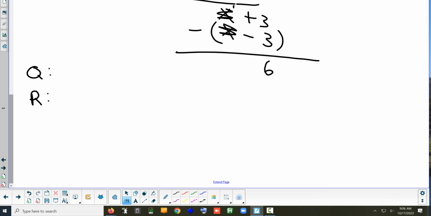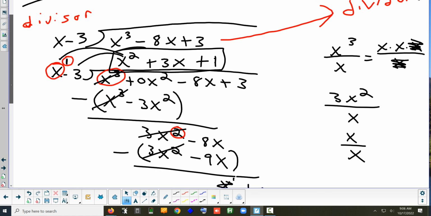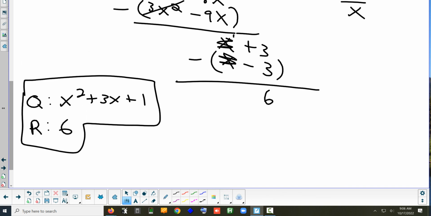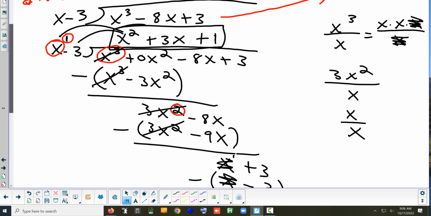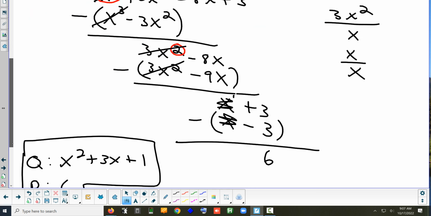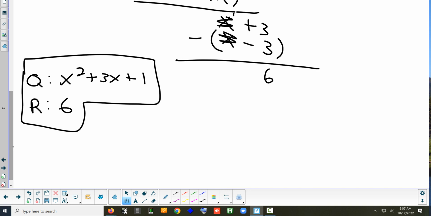All right, so a couple ways we can write our answer. You can write it as quotient and remainder. So the quotient is x squared plus 3x plus 1, and the remainder is 6. Now, since I didn't get a remainder of 0, what does that mean about x minus 3? When I tried to divide it into that, it's not a factor. So if you were trying to factor x cubed minus 8x plus 3, that is not what you would use. What would you use? Well, you don't just keep guessing. There's a way to figure out what you should use, but it's not x minus 3.